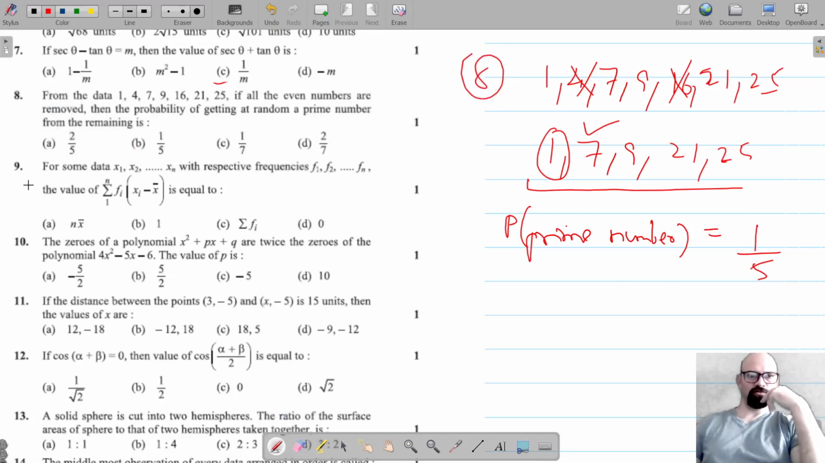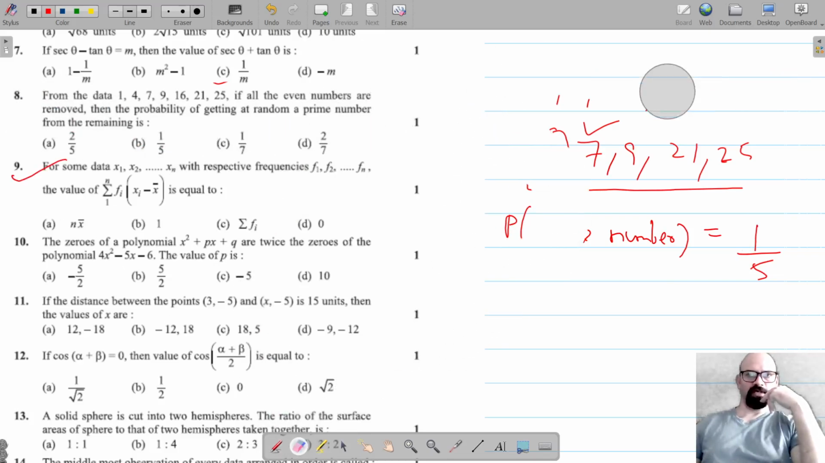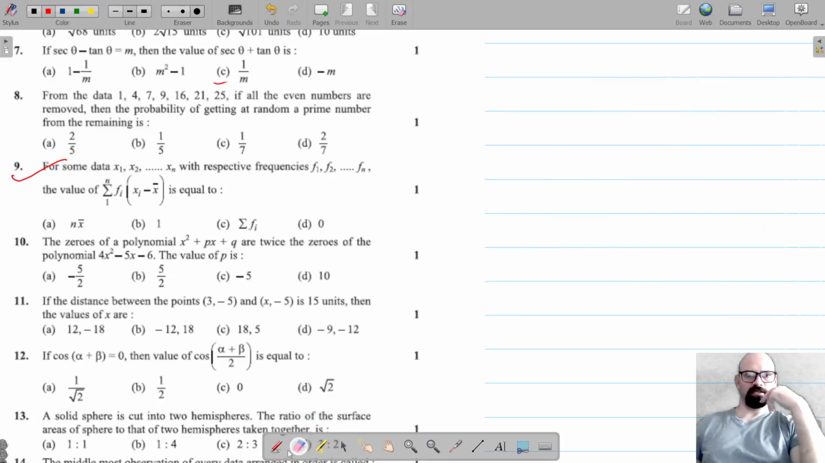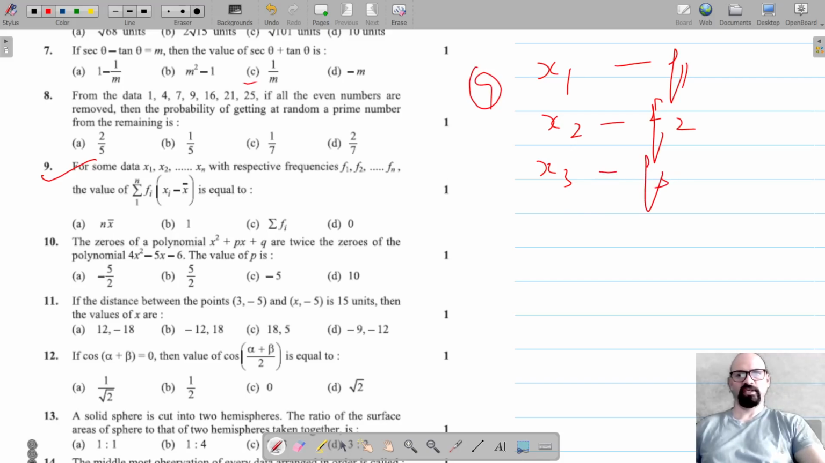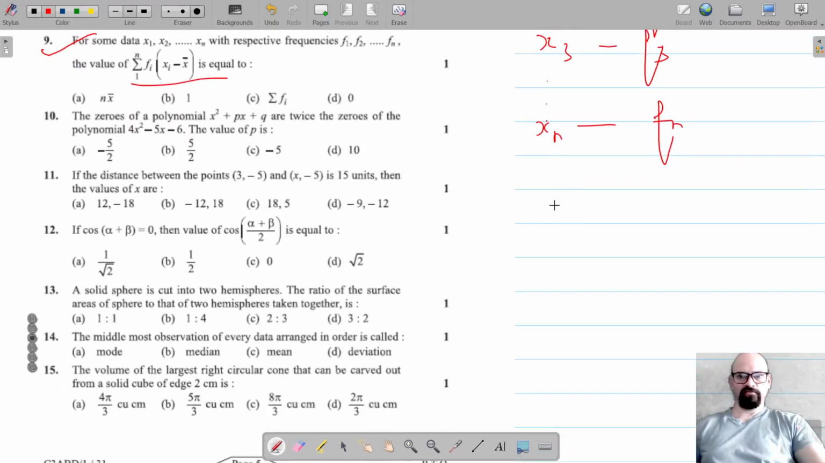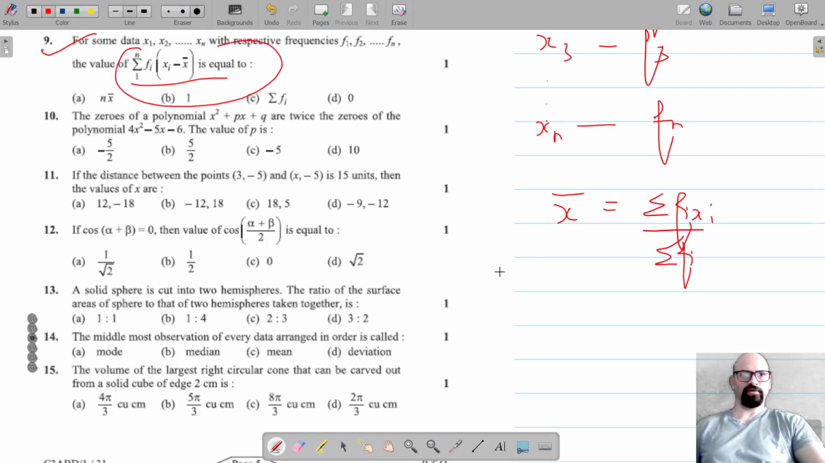And moving on, question number 9, it's given that for some data the observations x1, x2 till xn with their respective frequencies. So it's given that x1 has frequency, let's say f1, x2 is some observation, it has frequency f2, and x3 is some observation which has frequency f3, till it goes on xn, which has frequency fn. We have to find the value of this. And now we know that mean is equal to sigma fi into xi by sigma fi. So let's try to find out the value of this.